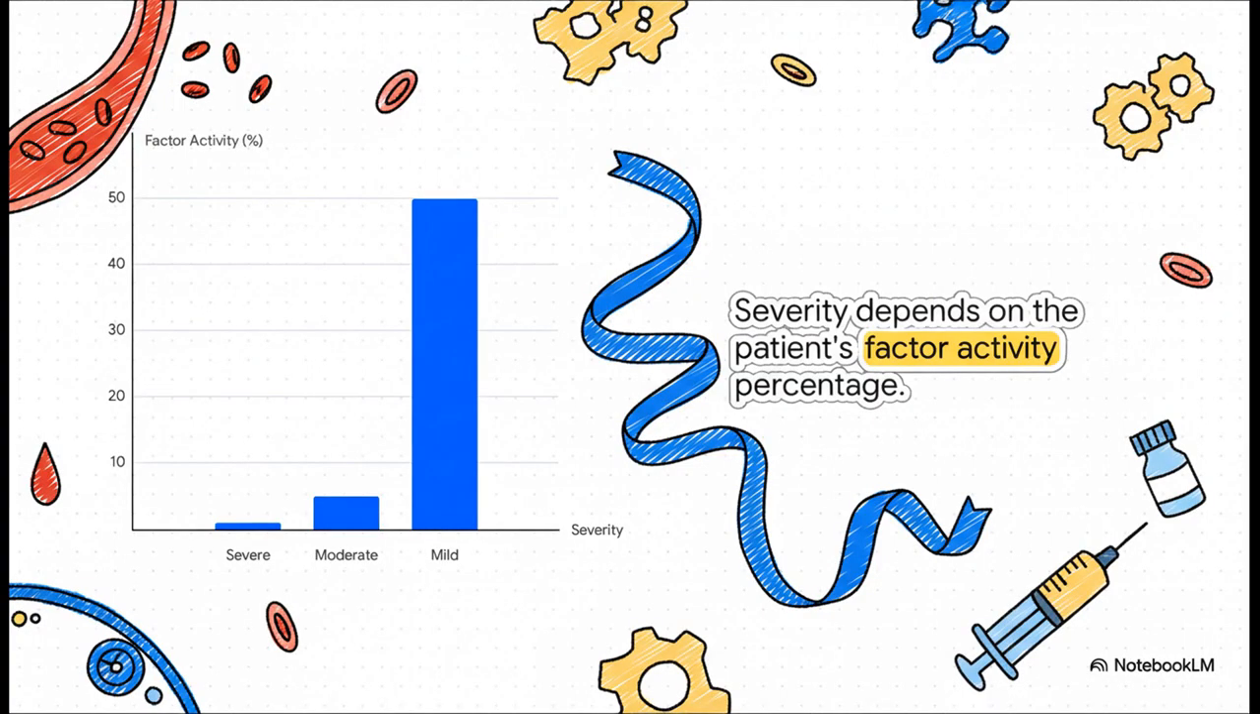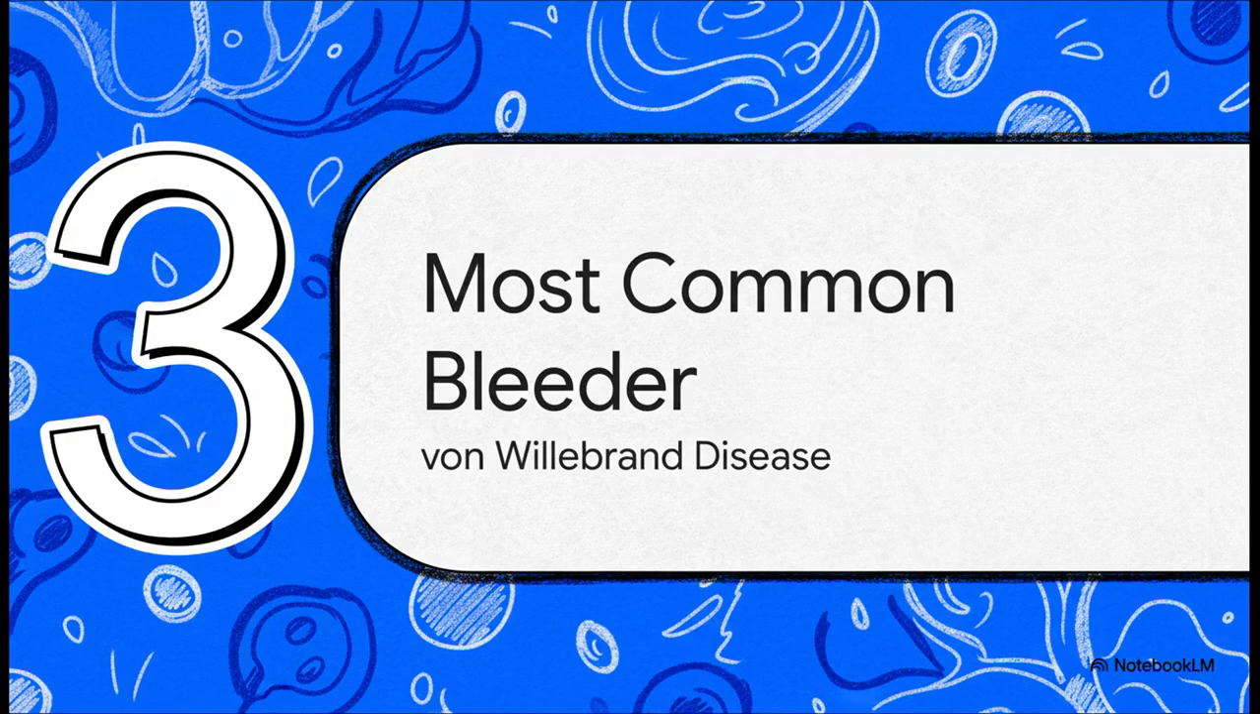And that risk of hemarthrosis is tied directly to how severe the disease is. We classify severity based on the patient's factor activity level. If you have less than 1% of the normal amount of factor, that's severe disease. You're at risk for spontaneous bleeds. But if you have mild hemophilia with over 5% activity, you might only have a problem after a major surgery or a bad injury.